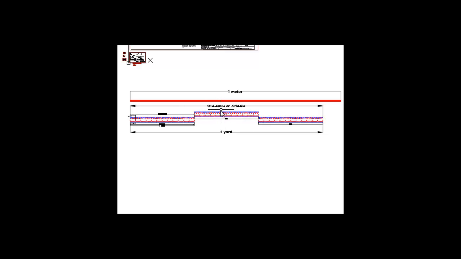And there are 914.4 millimeters in a yard, or 0.9144 meters. 1 yard is 85.6 millimeters shy of a meter, or we can say 1 meter is approximately 3.37 inches longer than a yard.